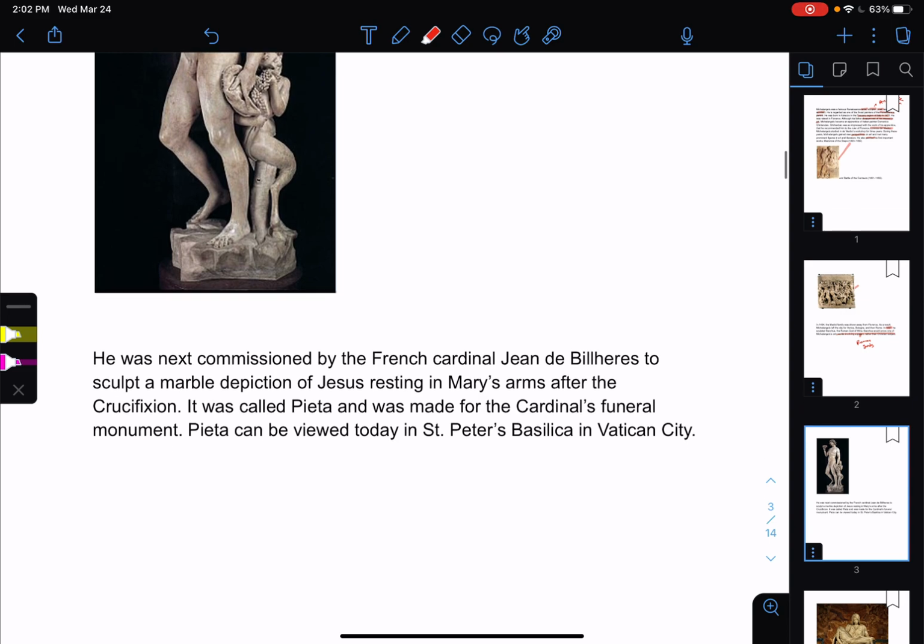He next was commissioned. Commission means paid for, right? Like by someone that wants him to do something. By a French cardinal. So this is a word you should know. A cardinal belongs to the Catholic Church. When a pope dies, the cardinals go into the Sistine Chapel, and they vote for one of the other cardinals to become the new pope.